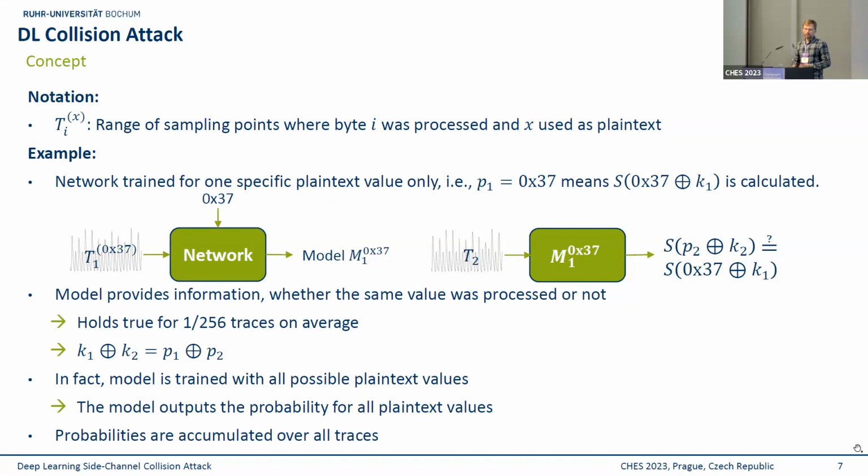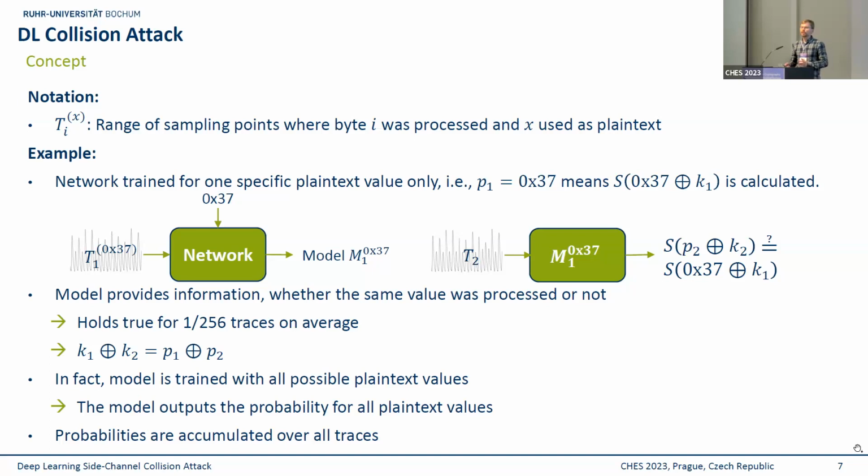So now let's have a closer look at our attack and see why it's actually working. For that, we have defined T_I,X as the range of sampling points where byte I was processed and X was used as the corresponding plaintext value for byte I. Now assume we train the leakage for the first byte of our S box, but only consider those traces where the plaintext value was hex 37. As the unknown key is the same for all traces that we are using, the S box output is also the same for all the traces that are trained by our network.